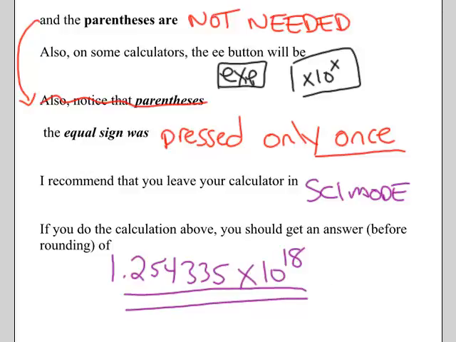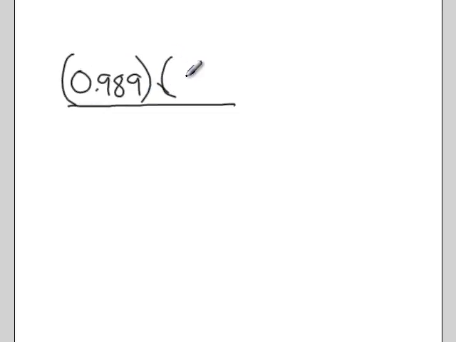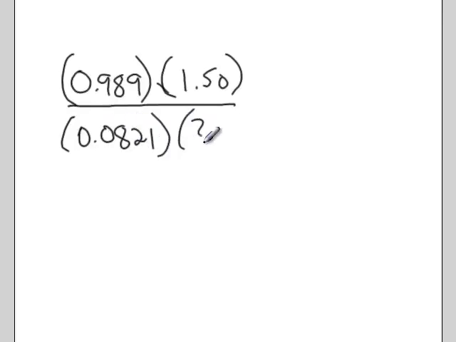Now, this also applies to problems we're going to see a little bit later on where you don't have the questions in the same format. So you just have a calculation like this. So let's say you're doing 0.989 and then 1.50. So those are the numbers in the numerator. And in the denominator you have 0.0821 and 314.8.